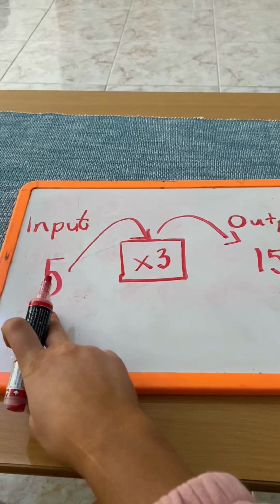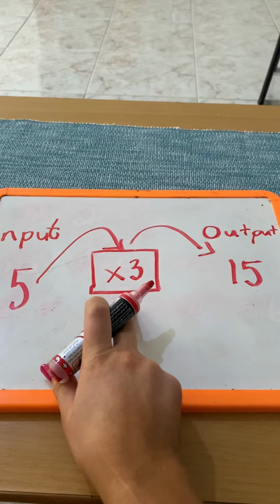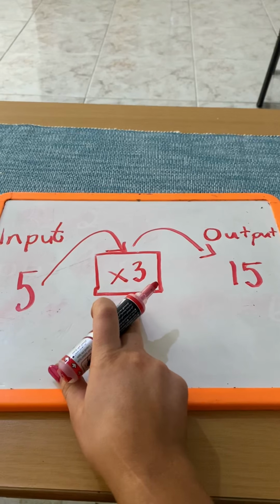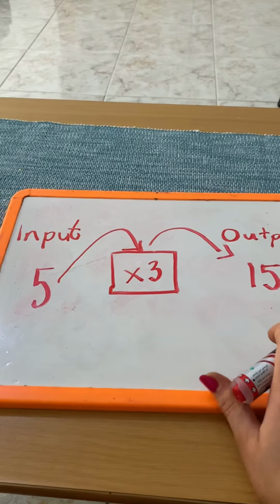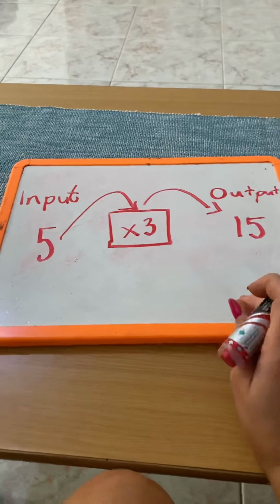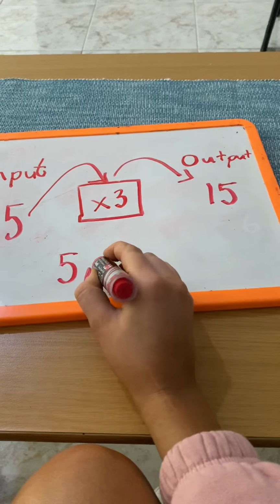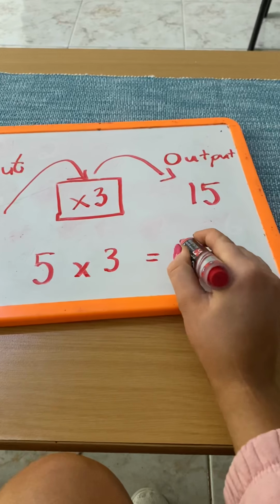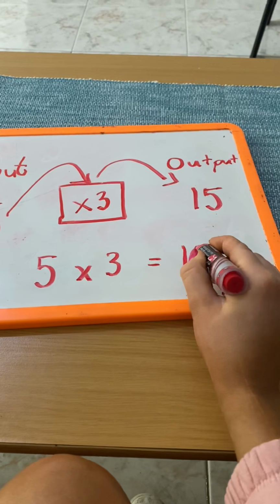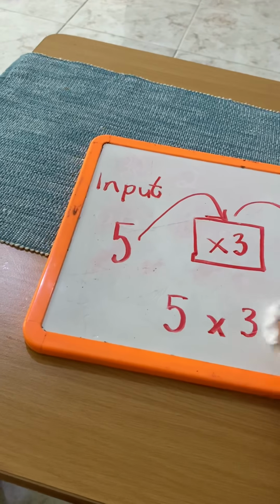So our input was 5. Our function, or what happened, was our number was multiplied by 3. And our output was 15. If we were going to write this as a sum, we would write 5 times 3 equals 15. Let's try another one.